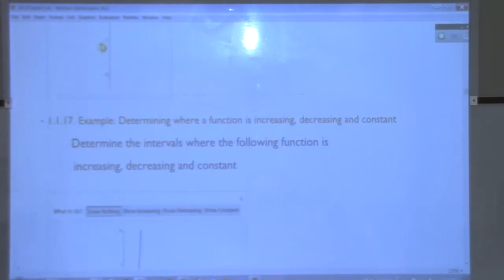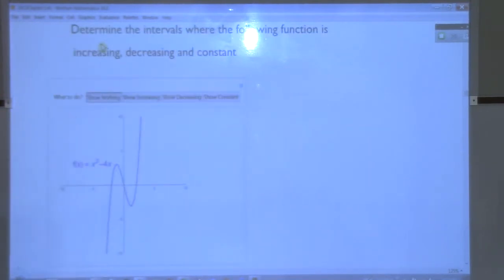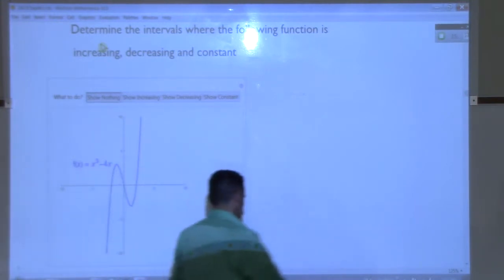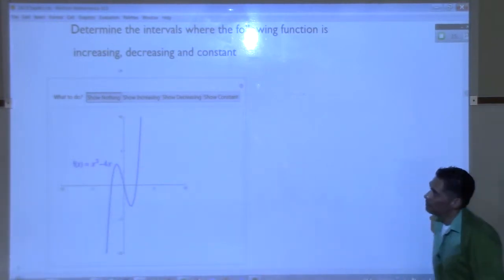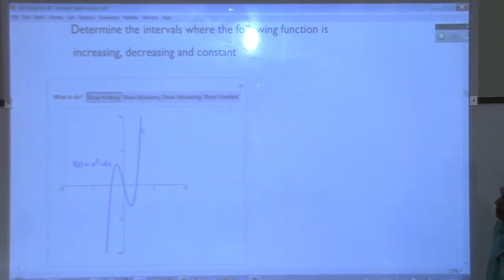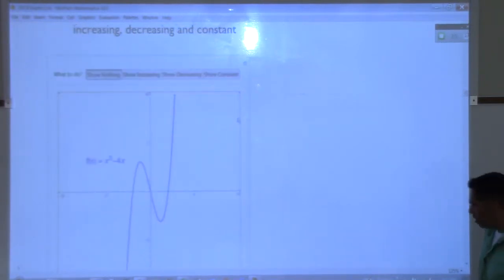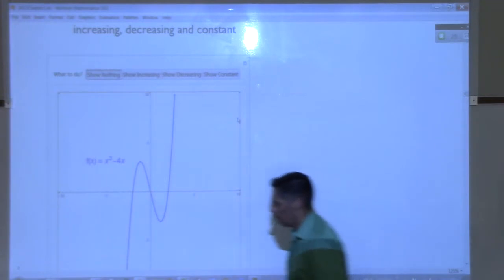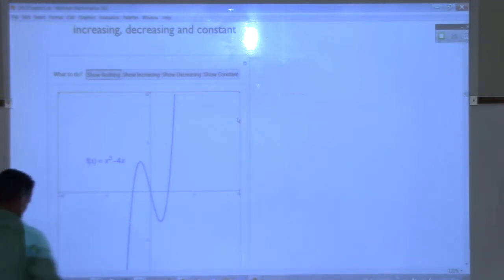Okay, so if we look at a function like this now, can we determine where it's increasing and decreasing? This is a little harder to see, I guess, but okay, so I'm going to call on somebody. Who's the lucky one?